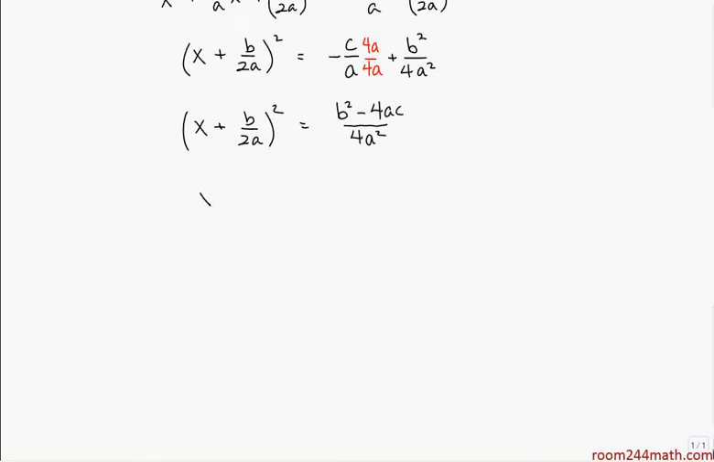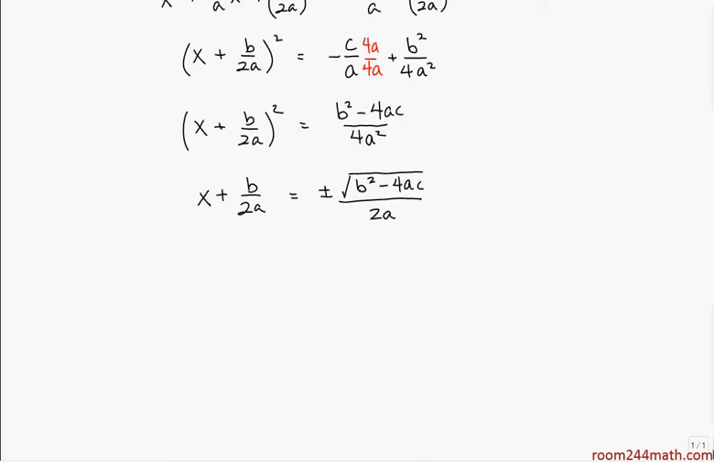Now the square root of the left is very easy. We just take away the exponent, so we have x plus b over 2a. The right-hand side, if we take the square root of the right-hand side, remember we have the plus or minus, and the numerator, there's not much we can do with that. We'll write that as the square root of b squared minus 4ac, but the denominator is a perfect square. If you take the square root of 4a squared, you're left with just 2a.